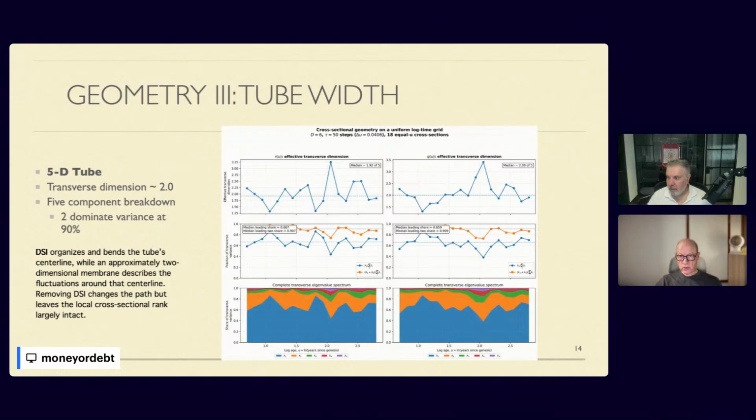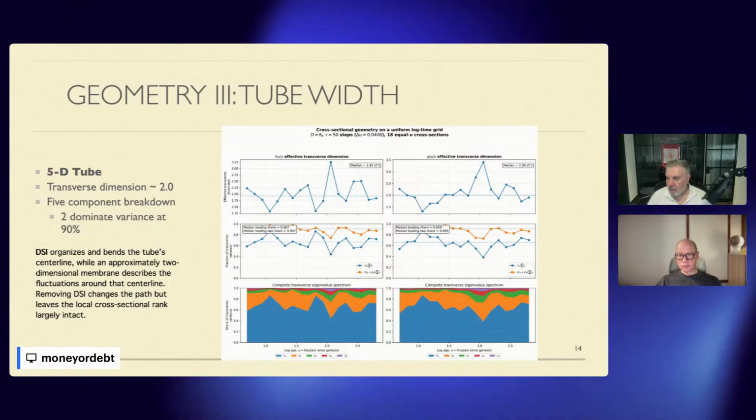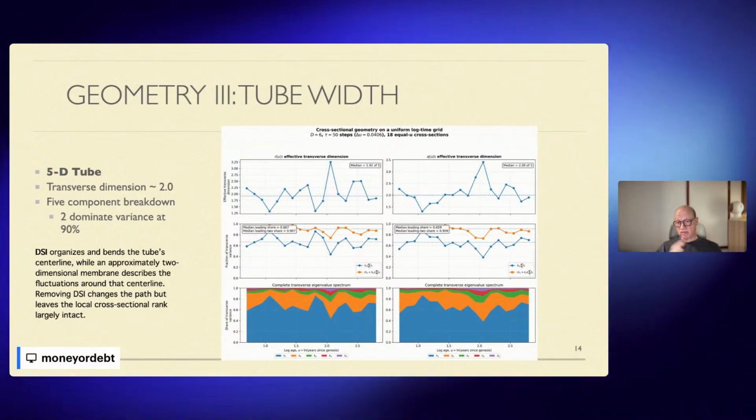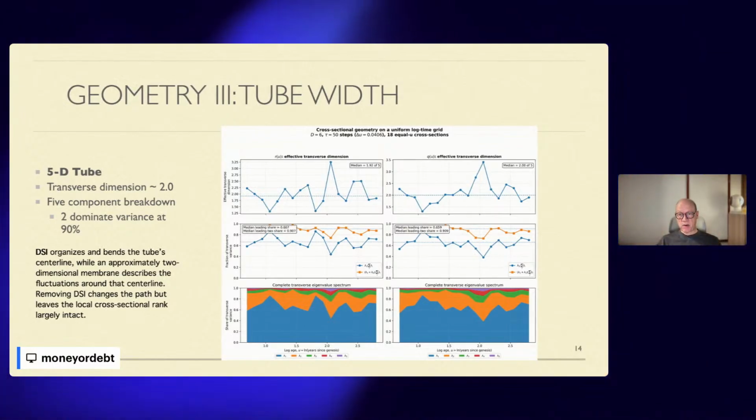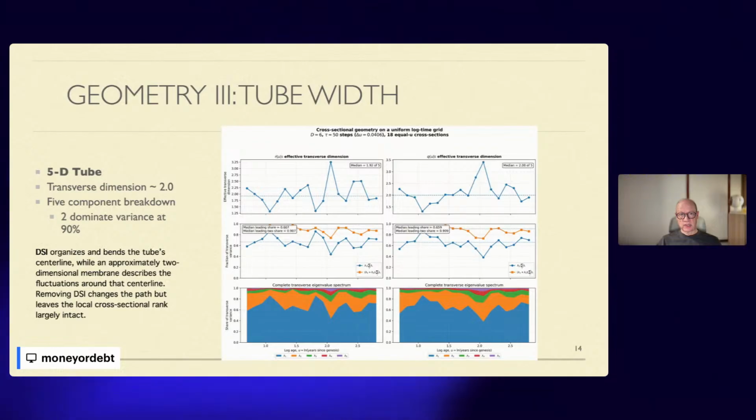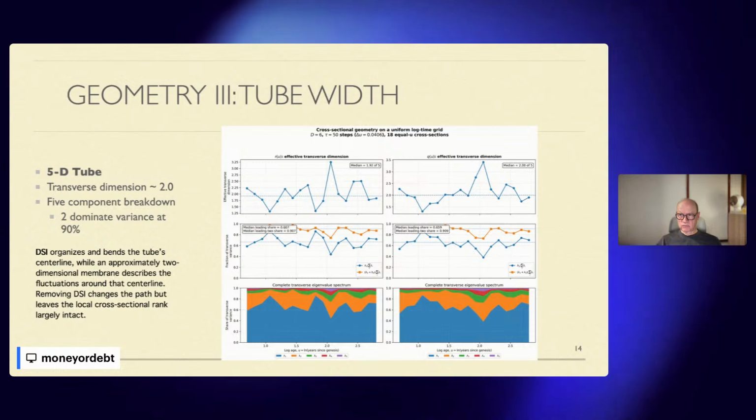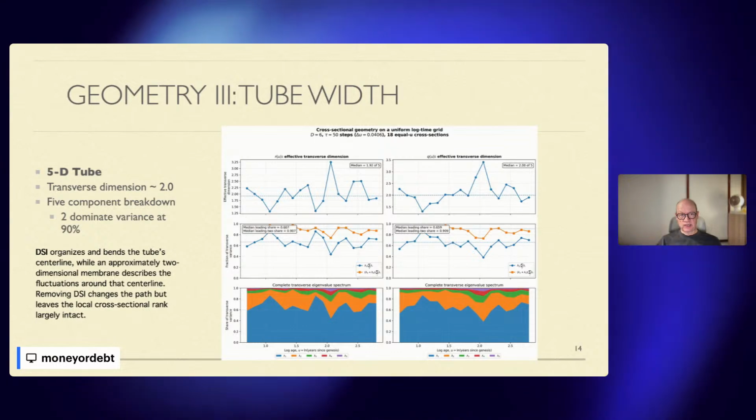And then in the second row, you see how much is in the principal component in the blue line, what fraction of the variance is explained, and then how much is in the first two components. The first two components dominate and explain close to 90% in each case.